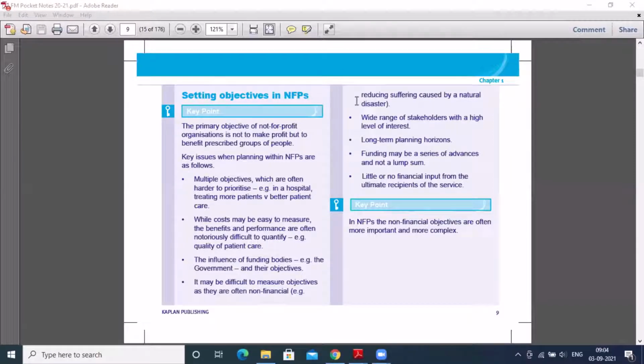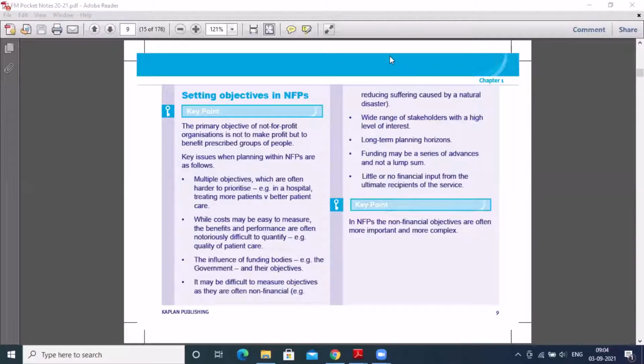In addition to that, we can also consider charitable organizations. We have a number of charitable organizations. They may be religious charitable organizations or organizations established mainly for the purpose of promoting sports. So how do we need to consider the objectives of these not-for-profit organizations? Generally the primary objective of these organizations is to provide benefit to their group members.